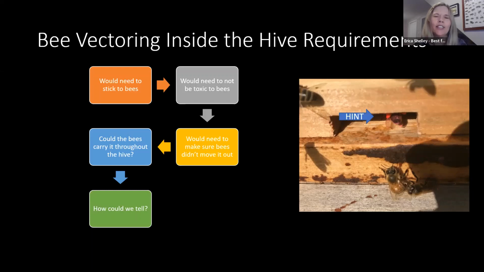And if you specifically need certain concentrations of whatever you're adding to go into the hive, that's an important aspect to consider. And then, could the bees carry it throughout the hive? What if they take it in and they just drop it off right in the very first area that they go to? So we needed to make sure that it could actually be distributed throughout the entire hive. And then, how could we tell that it was actually getting distributed throughout the hive? I've got a little hint in the picture over here. You see a little hint, and it's pointing at a little pink substance on the back of this bee that's sneaking into the hive.